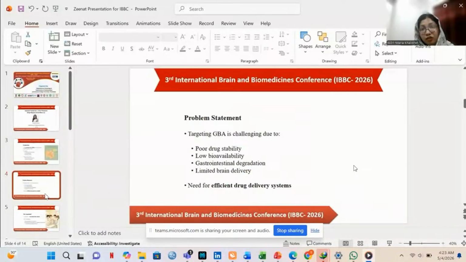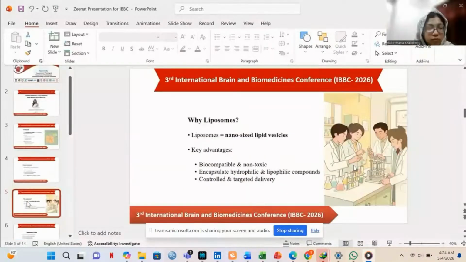Next is the mechanism of action, that is, how these liposomes work. They protect drugs from degradation, sensitive drugs like vitamin B12, enhance intestinal absorption, improve their bioavailability, cross biological barriers, and enable targeted delivery to the brain. Here is the visualization of how this liposomal technology actually works. To better understand how liposomes work in your body, I would like to show you a short animation.